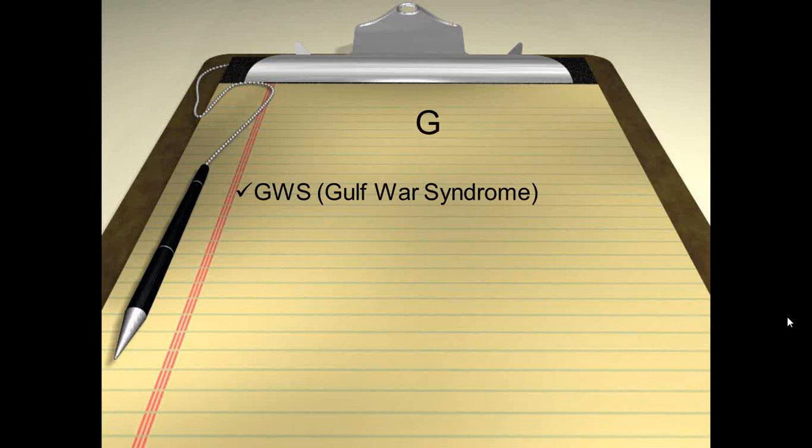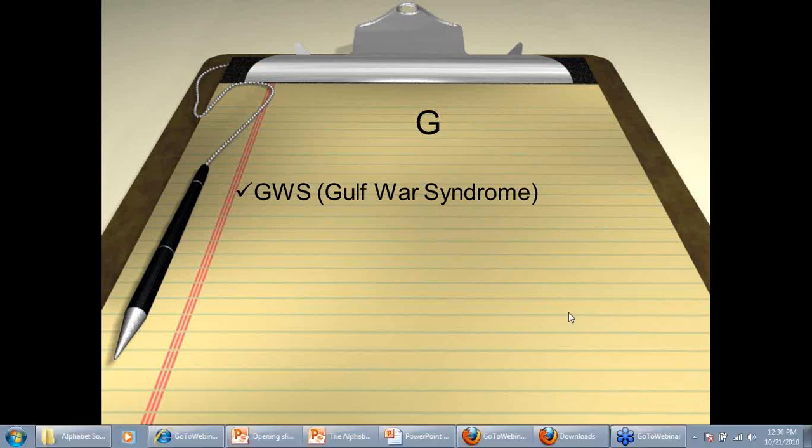Gulf War syndrome. Gulf War syndrome is something that started after the Gulf War in 1991. Vets were coming back with symptoms very reminiscent of patients with chronic fatigue syndrome. They were coming back with cognitive dysfunction, low-grade fevers, myalgias, arthralgias, and, of course, significant fatigue and disturbed sleep.